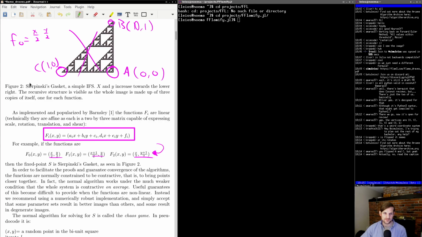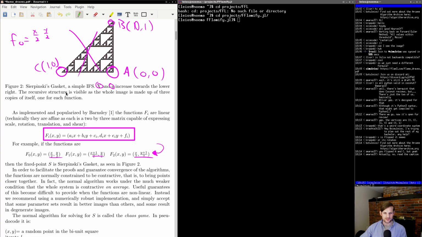Sierpinski's gasket is a simple iterative function system. Capital X, lowercase y, increase towards the lower right. Right. The recursive structure is visible as the whole image is made up of 3 copies of itself. Whatever.